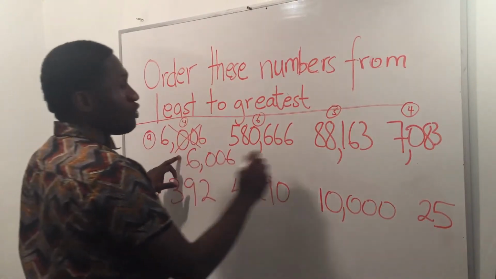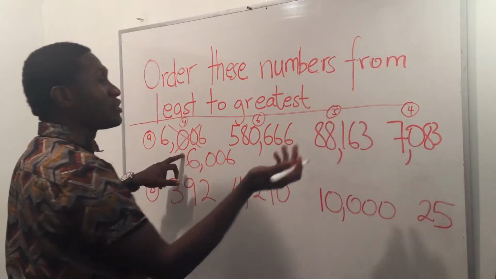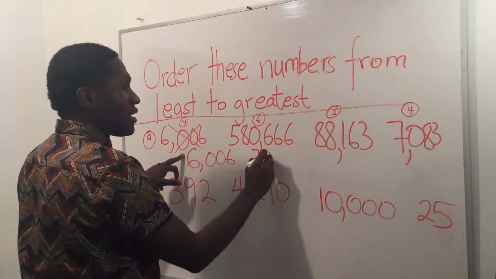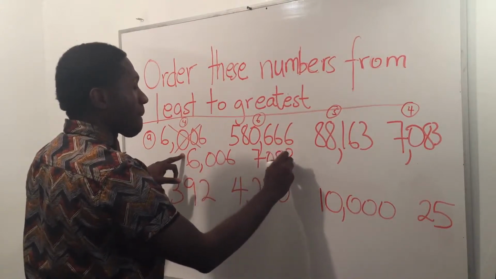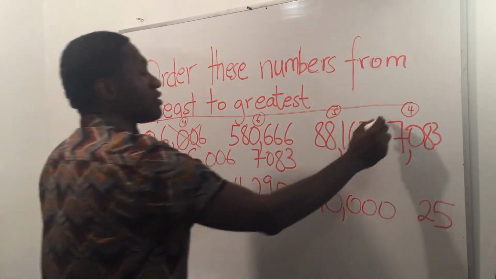Of course, I picked those two as my lowest. So if this one was my number 1, that should be my number 2. So 7,083 is my second lowest. So that is also done. Okay.